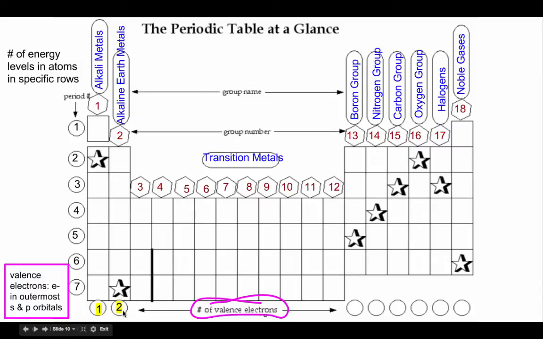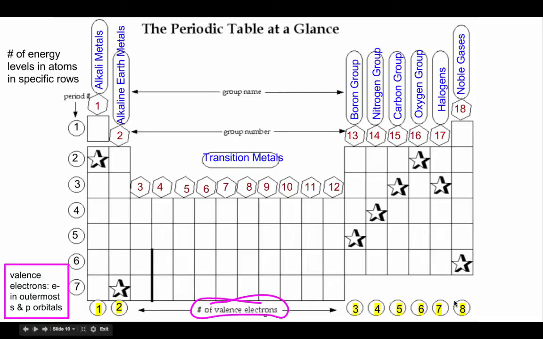So 1 in alkaline metals, 2 in alkaline earth metals. We skip the transition metals. We get over here to the boron group. Everybody in that group has 3 valence electrons, 4, and you can probably predict the rest of them: 5, 6, 7, and 8. And 8 is a meaningful number, and we'll talk more about that in class.